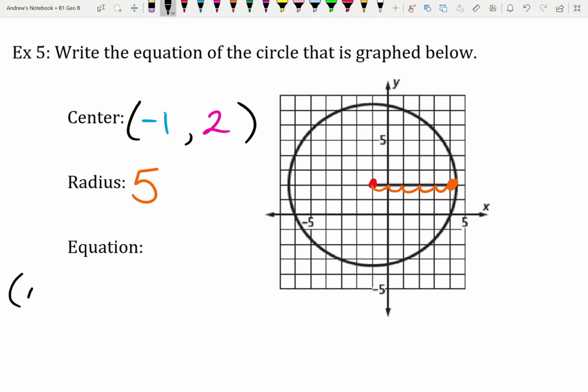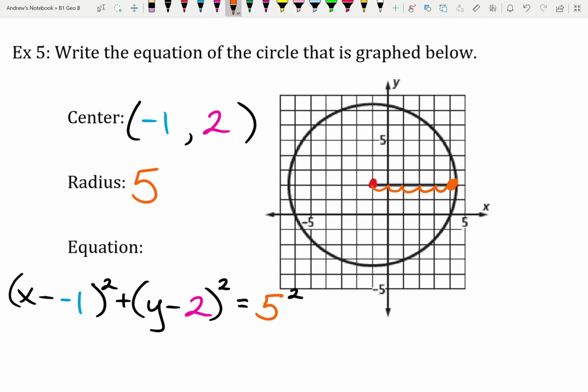As for the equation, same old deal, right? Sometimes what I like to do is set up a little skeleton for it, kind of like this. I know it's not Halloween, but it can still be a little spooky. And then all I have to do is throw the numbers in. That's the x part of the center. This is the y part of the center. This is where the radius goes. We do our little bit of cleaning up. It's x plus 1, 5 squared is 25. And that's it. That's all we gotta get through on this one.